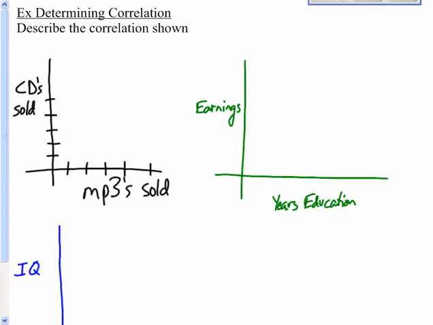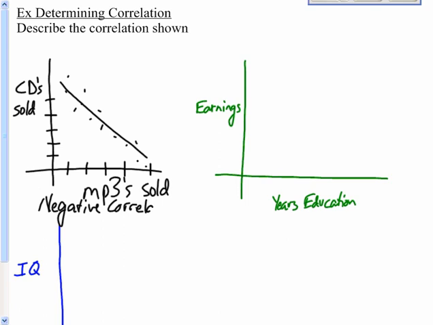All right, let's describe the correlation. Let's say we looked at the number of MP3s sold in our country compared to the CDs sold. What would you think would happen? If you were to plot this data, it probably looks something like that. As the amount of MP3s sold went up, the amount of CDs sold would go down. So you have a negative correlation here.